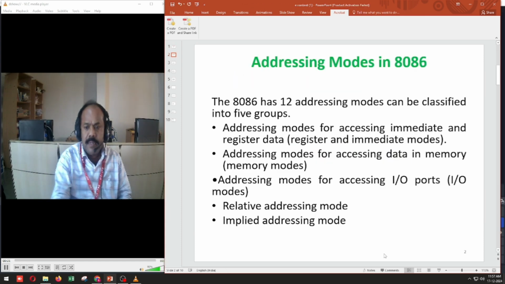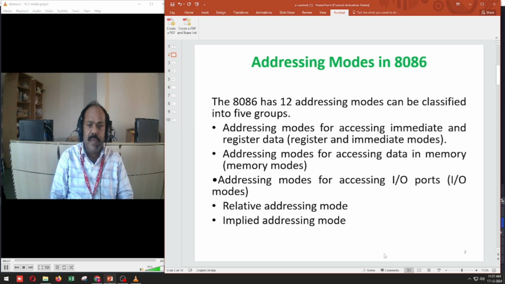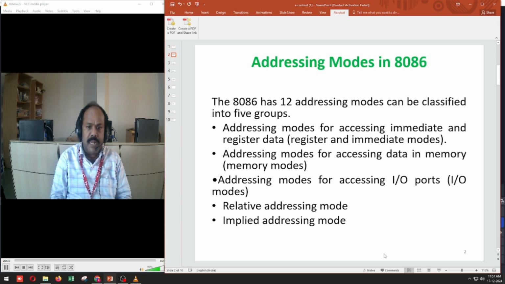Okay, addressing modes in 8086. Actually, the need for addressing modes is that in order to perform an operation, we will be issuing an instruction to the machine, and when an instruction is being executed, the operand or data is needed, and there are different ways of providing the operand or data. There are around 12 addressing modes possible in the 8086 microprocessor.